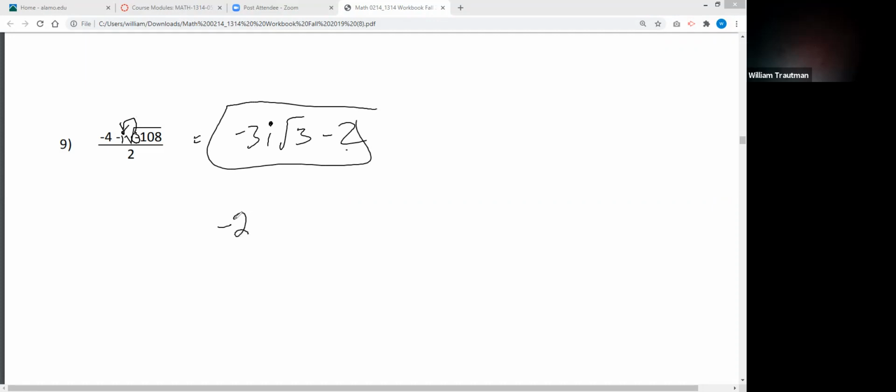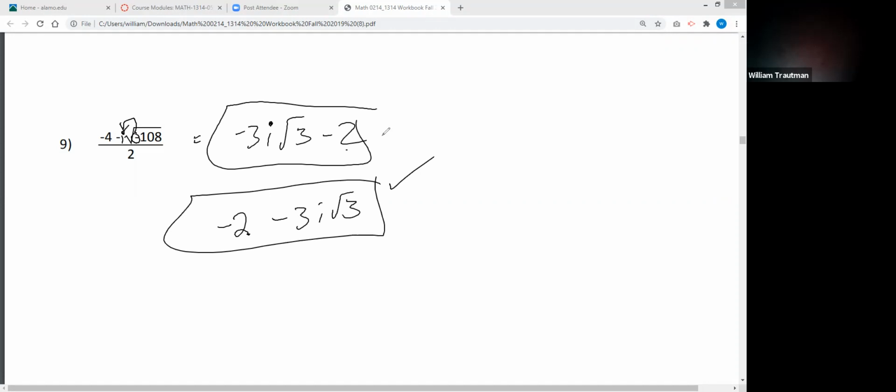If you're going to write it the other way, the negative 2 goes in front, minus 3i square root of 3. So either way is fine. This is the way it shows in the back of the book, and this is the way your calculator shows it. Either way is fine.